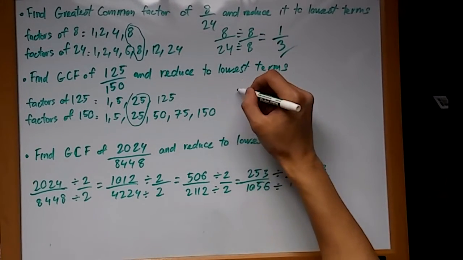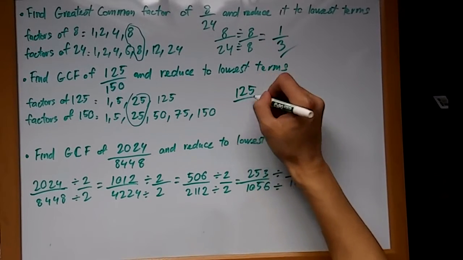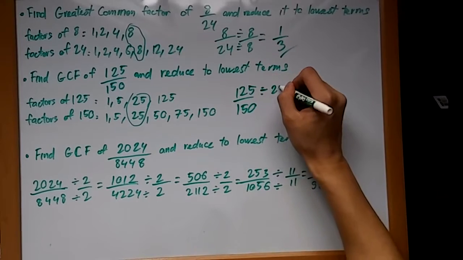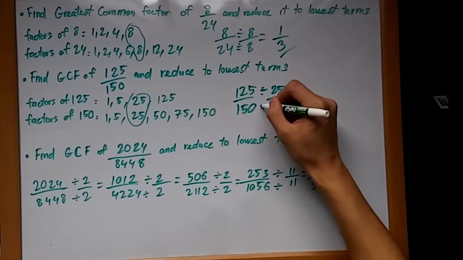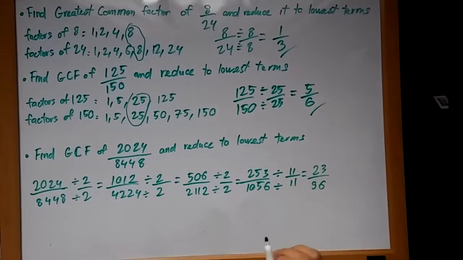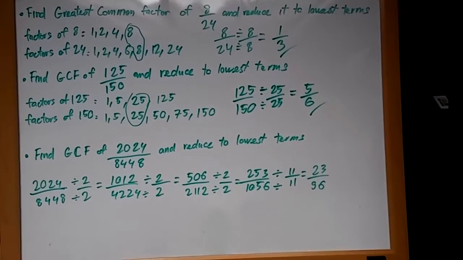Now to reduce to its lowest terms, we do the same thing. 125 over 150, divide by 25 and 25, we get 5 over 6. And that is the lowest terms for this fraction.